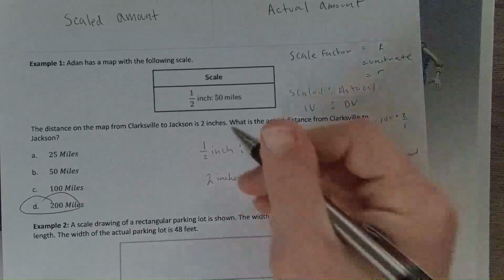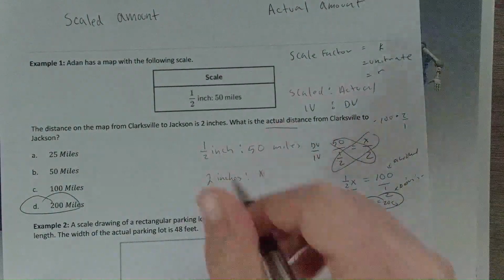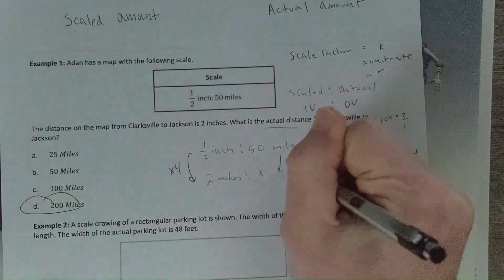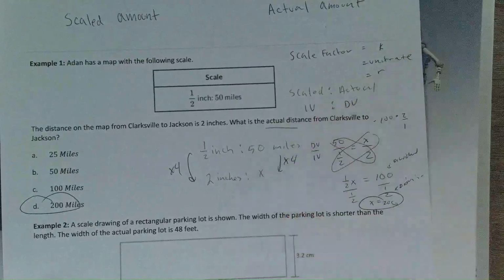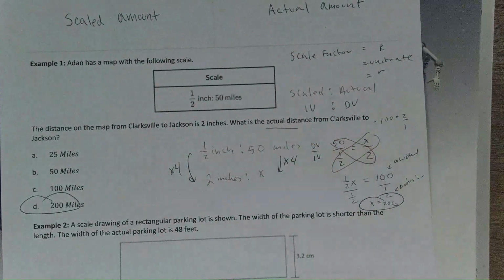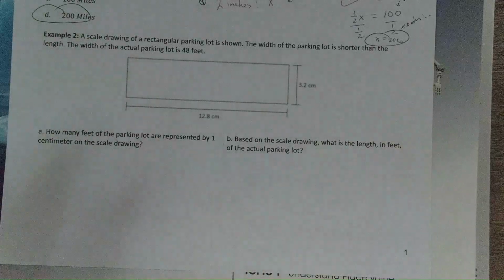You could have also seen that 1/2 times what is 2? Well, 1/2 times 4 gives us 2, which means 50 times 4 gives us 200. So that's another way we could have got this one. All right, let's go into our next problem.